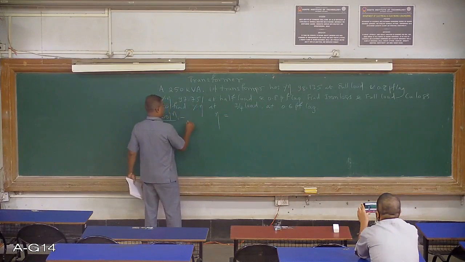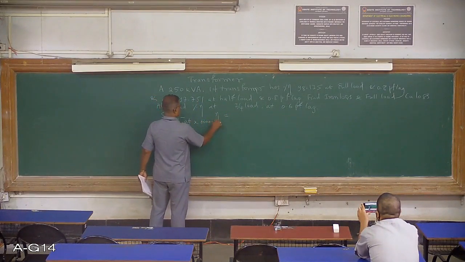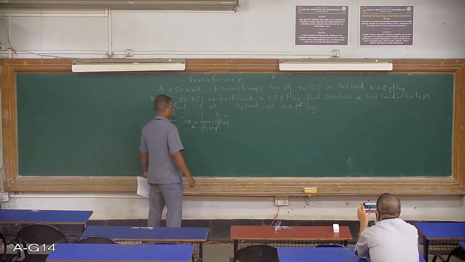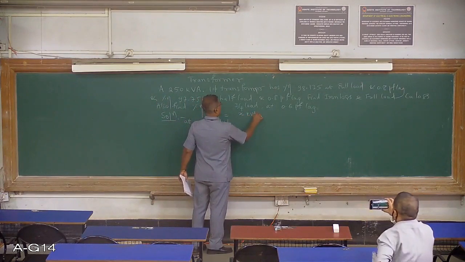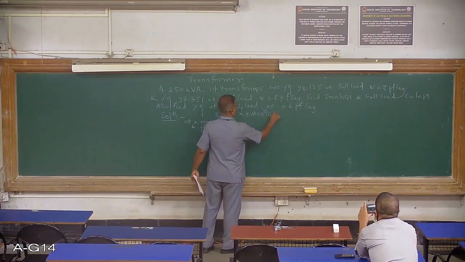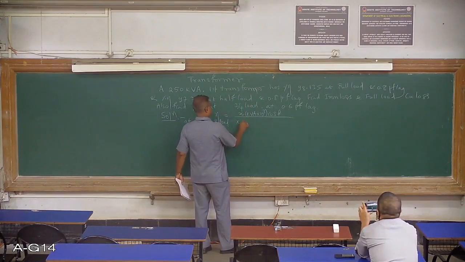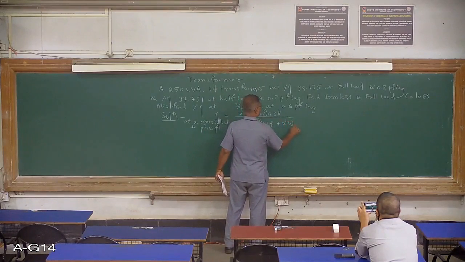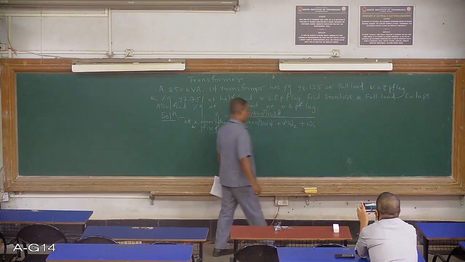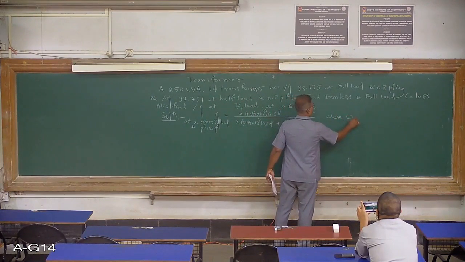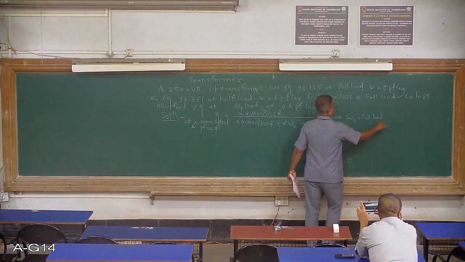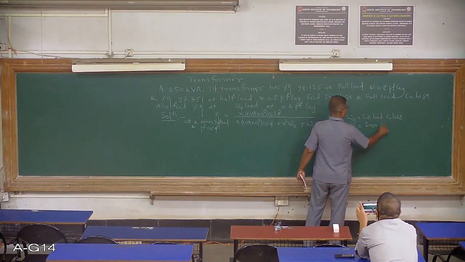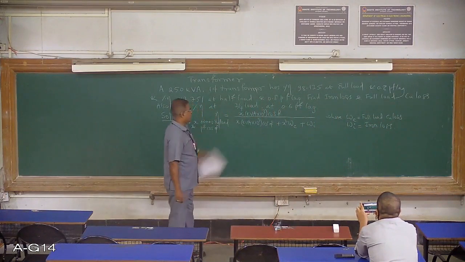Efficiency of transformer at x times full load, and power factor cos phi, is given by x times kVA into 10^3 cos phi by x times kVA into 10^3 cos phi plus x square times WC plus WI, where WC is full load copper loss, as already we have studied, and WI is iron loss. So from first data, you need to substitute.